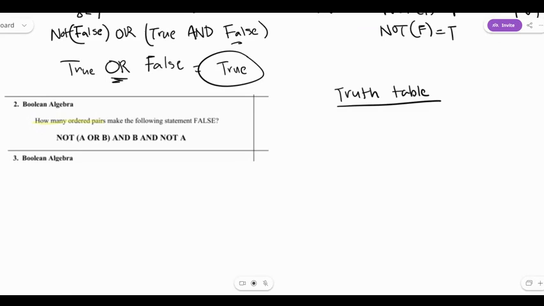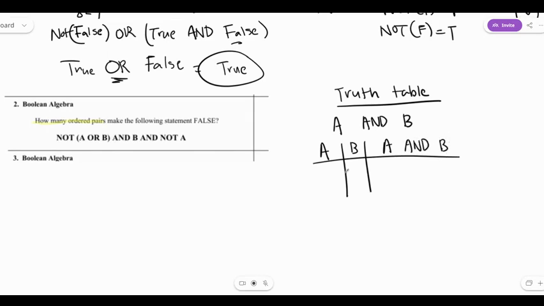For example, if you have the expression A and B, where A and B are variables, then you can create the following truth table. A, B, A and B, where these two columns represent the two possible inputs and the column on the right represents the output. So here you can simply plug in the values that are possible for A and B.